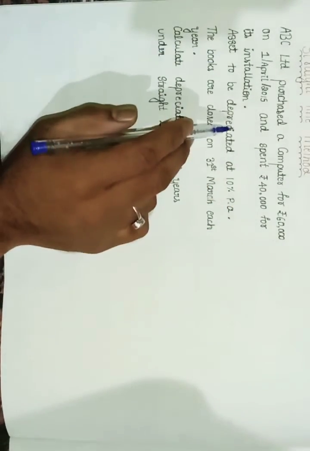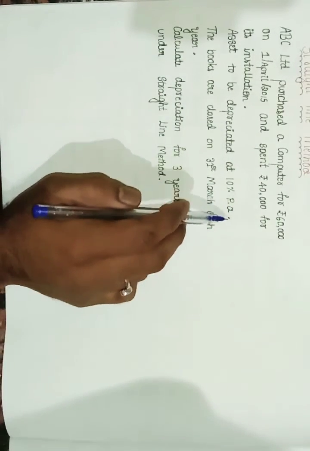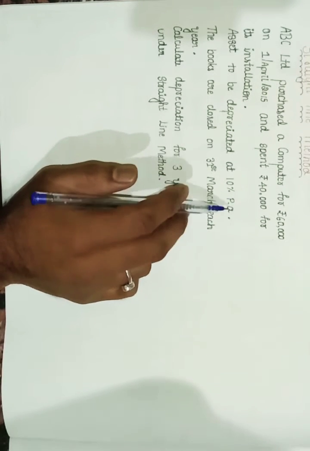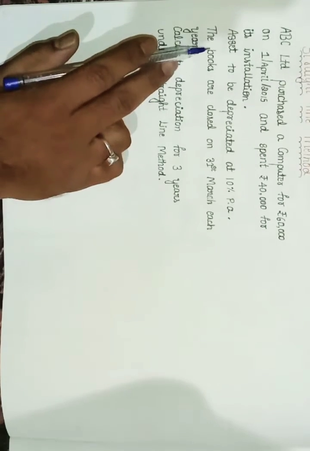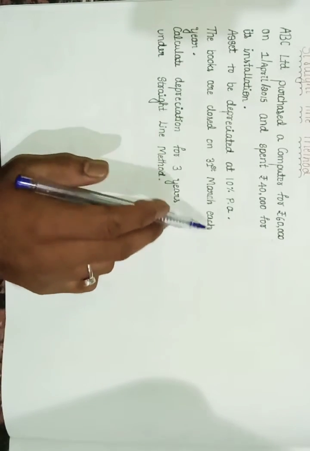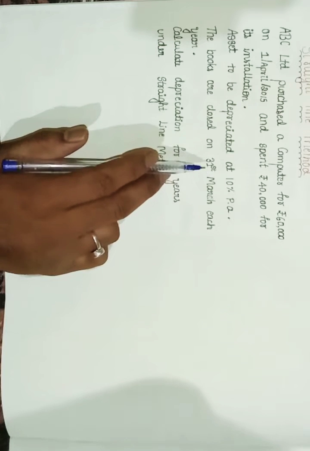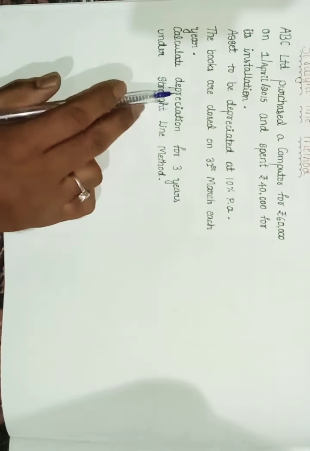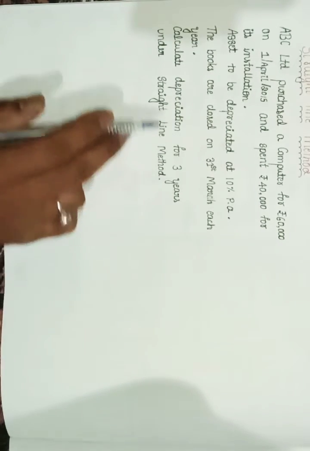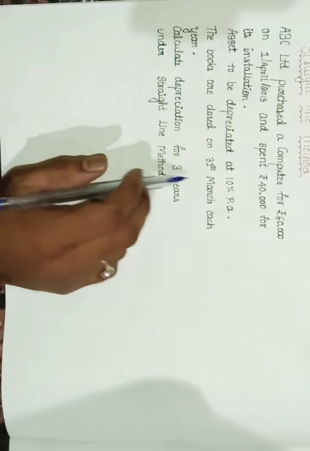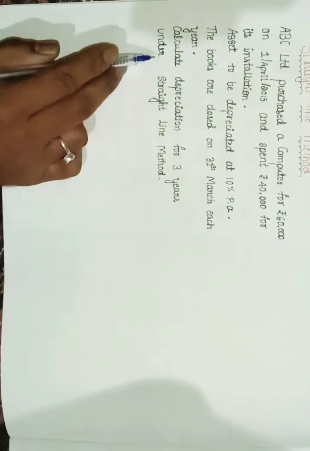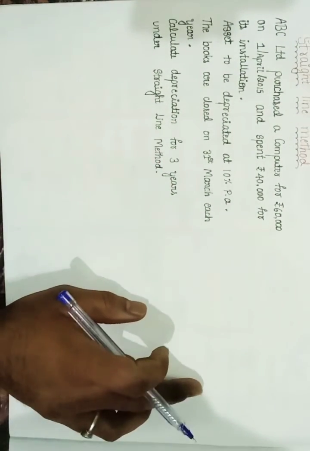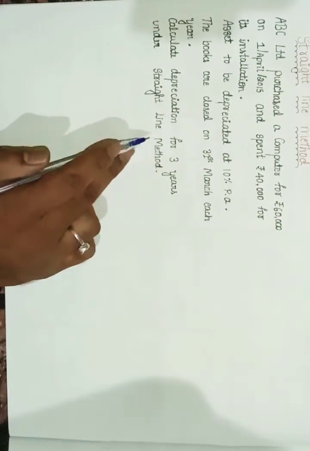Then, the asset is to be depreciated at 10% per annum, which means we need to calculate depreciation at the rate of 10% each year. The books are closed on 31st March each year, which means we are preparing books of accounts on 31st March. Calculate depreciation for 3 years under straight line method. This is the question.